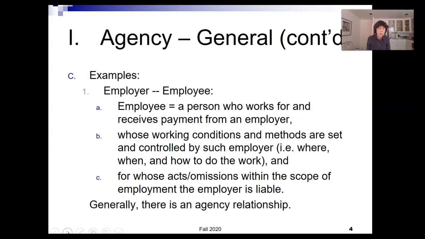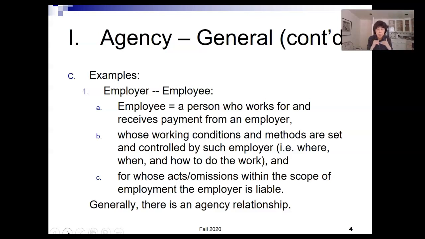We're going to turn our attention right now to employment and take a look at a couple of these employment relationships in the context of agency. So first we have the employer-employee relationship, right? Who are the two parties involved here? Well, you have the employer who has hired the employee. You have the employee who works for and is paid by the employer.